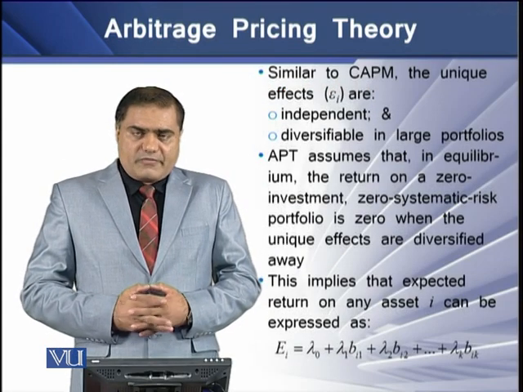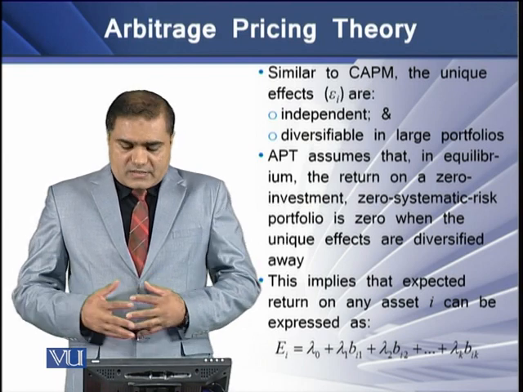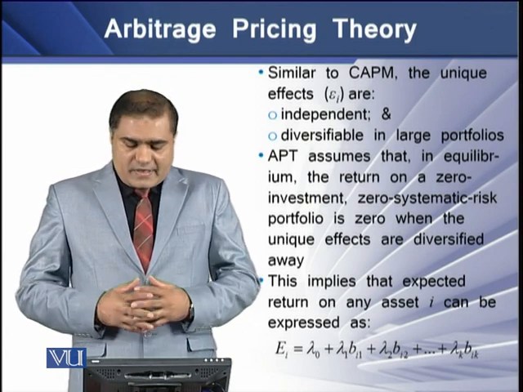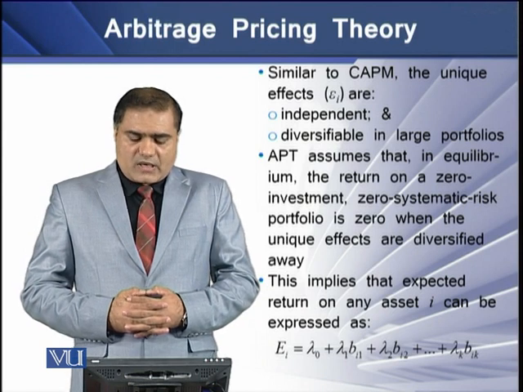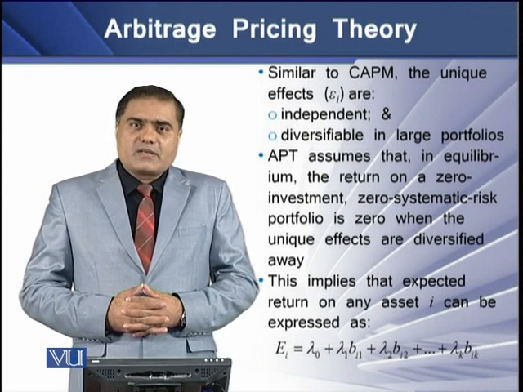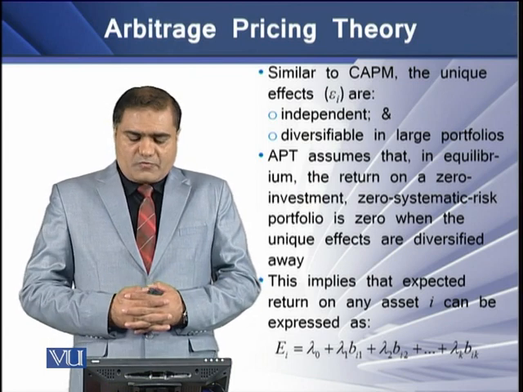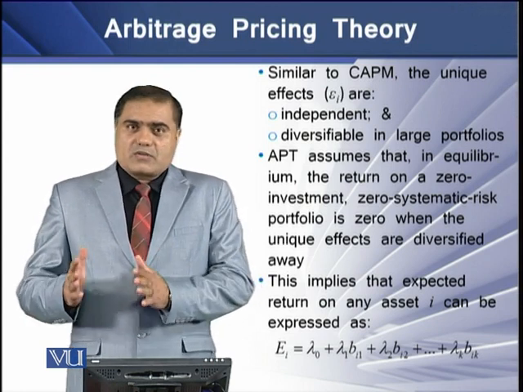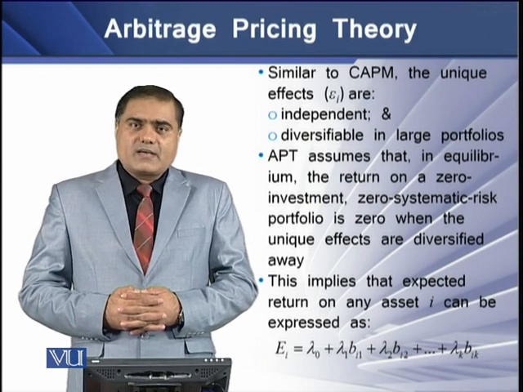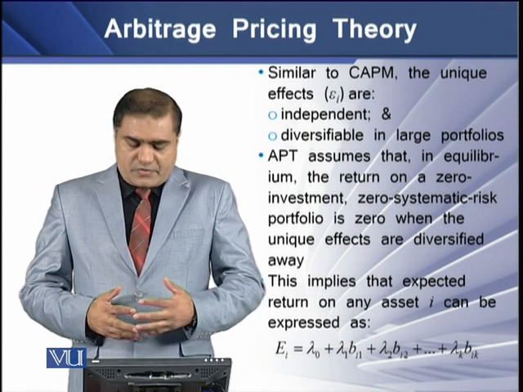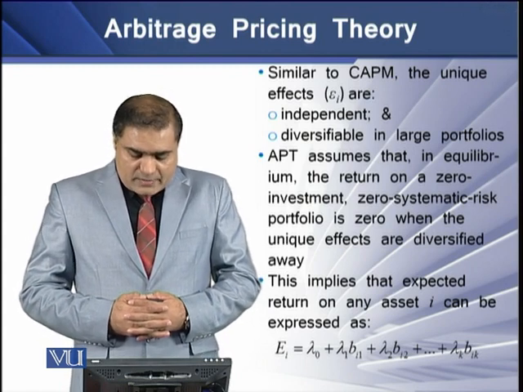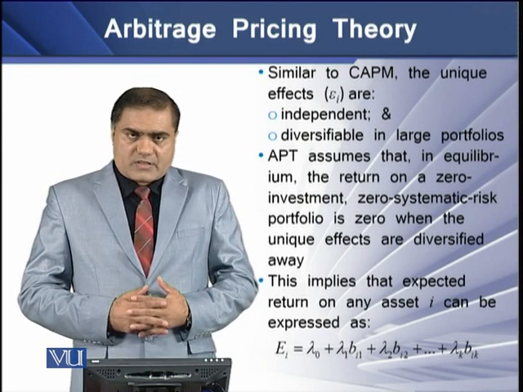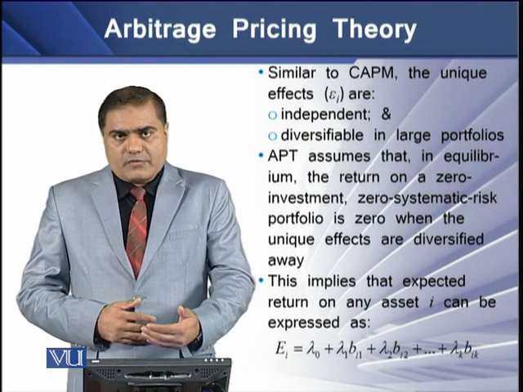Similar to the CAPM, the unique factors, or the random errors, are independent and diversifiable in larger portfolios. APT assumes that in equilibrium, the return on a zero investment, zero systematic risk portfolio is zero, when the unique effects are diversified away. This also implies that the expected return on any asset i can be expressed in another equation, like E equals lambda naught plus lambda 1 B1 plus lambda 2 B2 plus lambda K BK.